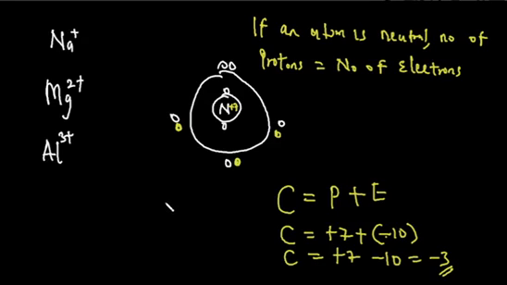So what is going to be the charge of nitrogen after it accepts 3 electrons? It will be 3 minus. Sorry, is there any confusion? Do I have any question?